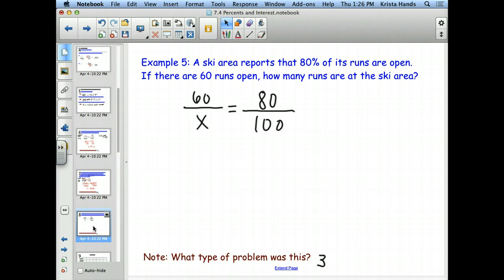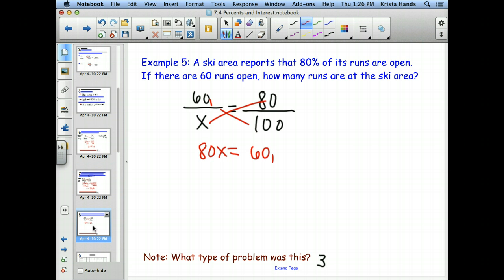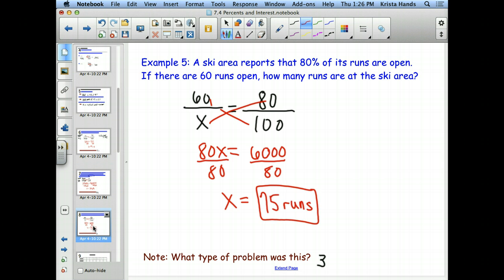So I could cross multiply. I have 80x equals 6,000, sorry, 6,000. So what is 6,000 divided by 80? Note, it better be more than 60. 75? All right. So there's 75 what? Runs. 75 runs, ski runs, something like that. That's actually how many the resort has.